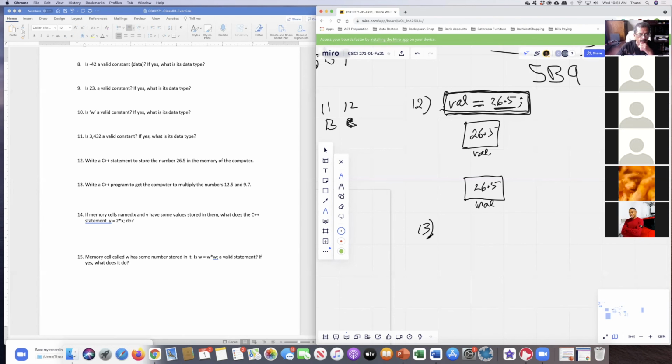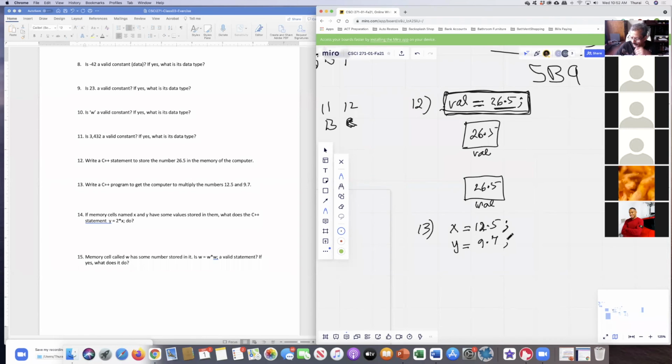So let me explain how to write the program for 13. The two numbers have to go into the memory first. So the first thing you need to do is create a variable name, let's say X equal to 12.5. This will store 12.5 in one memory cell. You need a semicolon at the end of every statement. Now you need to store the other number in the memory. So Y equal to, make up another name, any name is good, 9.7.